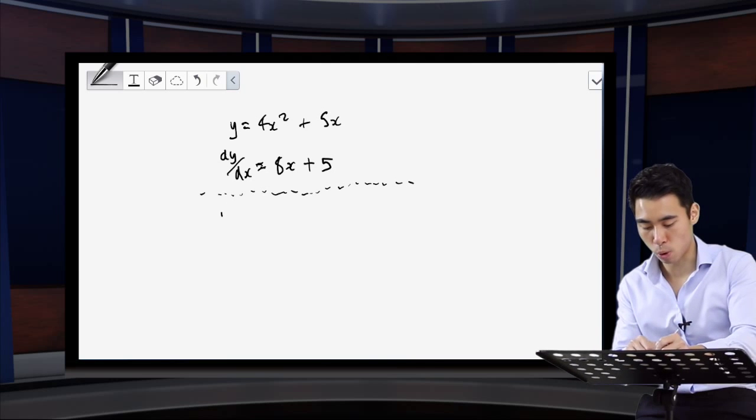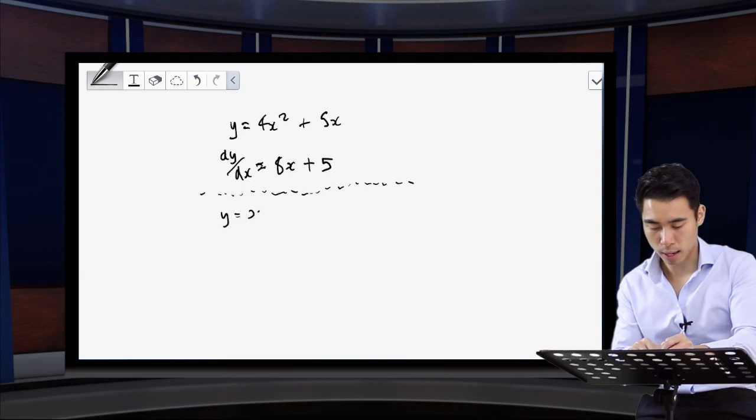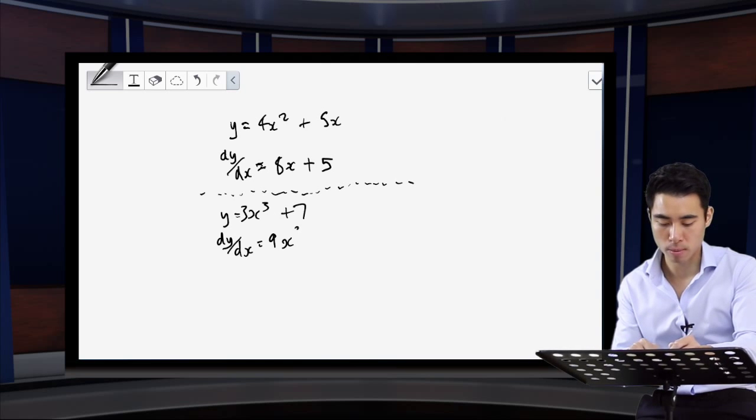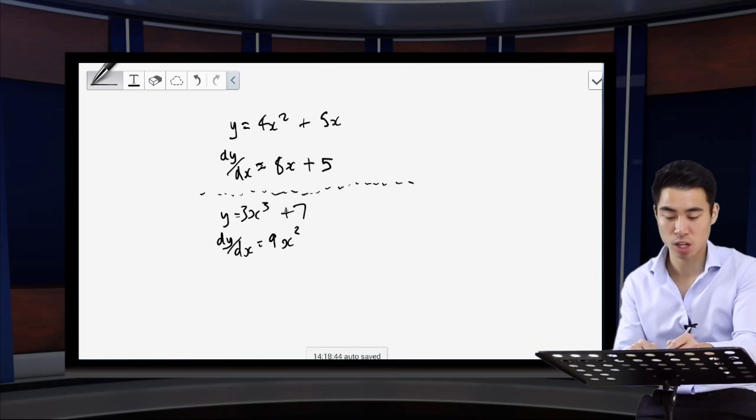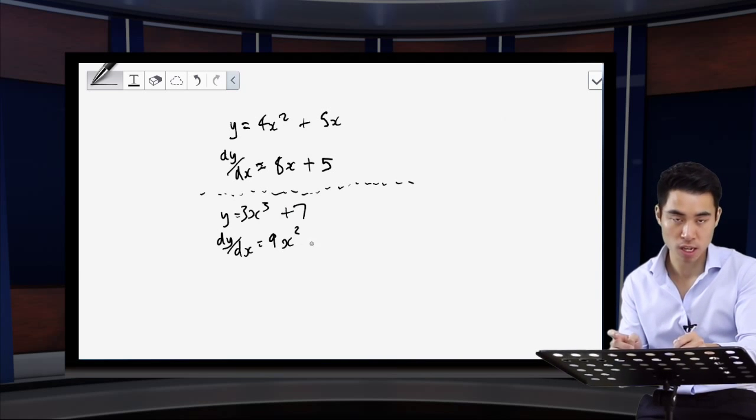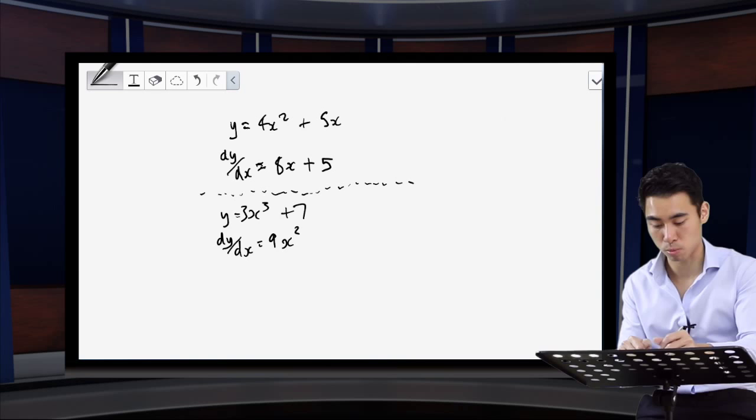Let's look at a couple more now. y equals 3x cubed plus 7, say. My dy by dx here, differentiating that first term, bring that 3 to the front, multiply by the other 3, which gives you 9x, decreasing that power by 1, and that 3 becomes a 2. Now looking at this second term here, what happens when you differentiate a constant? It disappears. So I could put plus 0, or I could just leave it like this, and I'm just going to leave it.